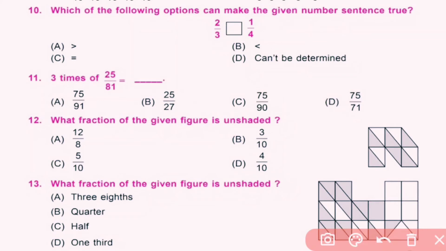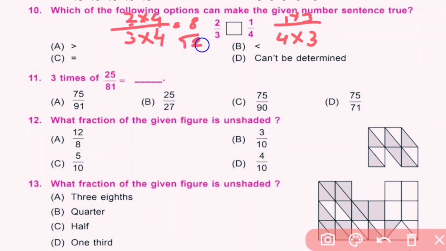Question number 10. Which of the following can make the given number sentence true? 2 by 3 and 1 by 4. Now their denominators are different, so we first find their LCM. The LCM of 3 and 4 is 12. 3 into 4 is 12. So here we multiply both denominator and numerator by 4. And here 4 into 3, 12. So we multiply both by 3. So it will come here 8 by 12 and this side 3 by 12. So now we can compare because their denominators are the same. So 8 and 3, 8 is greater. So A is the right answer.